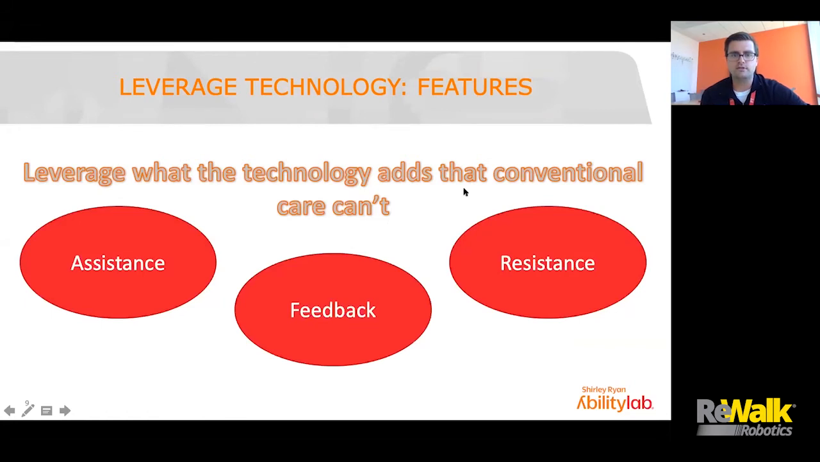So then, in addition to the design of the technology, you want to consider the features. What features does the Exo-Suit or exoskeleton have that a conventional intervention can't necessarily add? I think you can categorize these into three different features: assistance, resistance, and feedback.